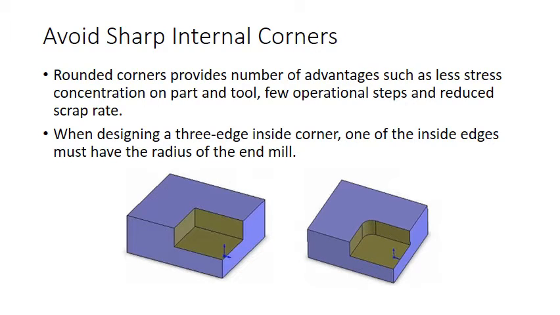We must avoid sharp internal corners. Rounded corners provide a number of advantages such as less stress concentration on part and tool. When designing a three-edged inside corner, one of the inside edges must have the radius of the end mill. So as we can see, this is an internal sharp corner which is not recommended. This one is recommended.